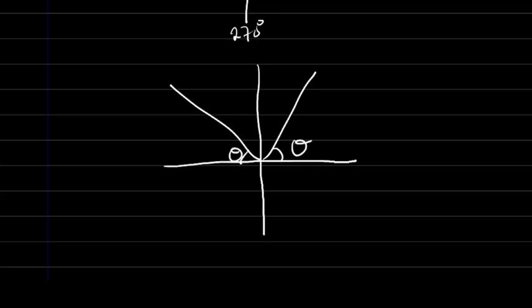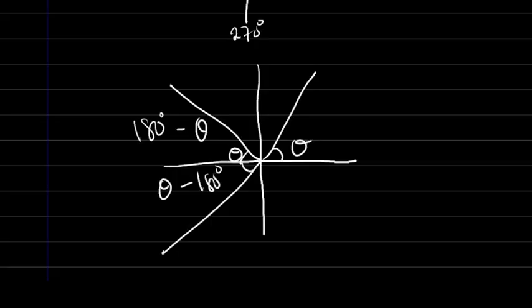In the second quadrant, we write 180 minus theta. In the third quadrant, we write theta minus 180 degree. In the fourth quadrant, we write 180, we add 360 degree minus theta.